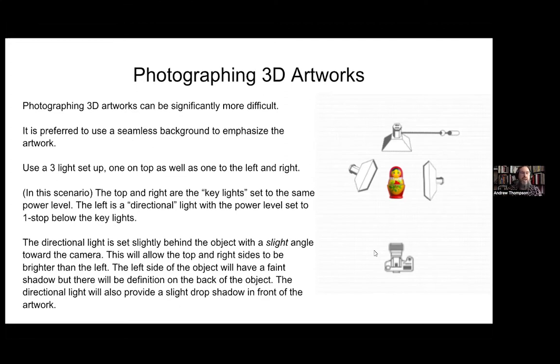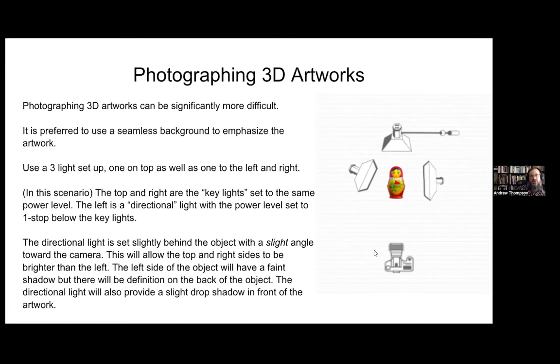Let's say you don't have strobes and you can't control the drop shadow, or you can't control the stop level. Another trick: you have your key lights close to the object, and then you have your directional light farther away from the object. Just try to remember that light falls off.